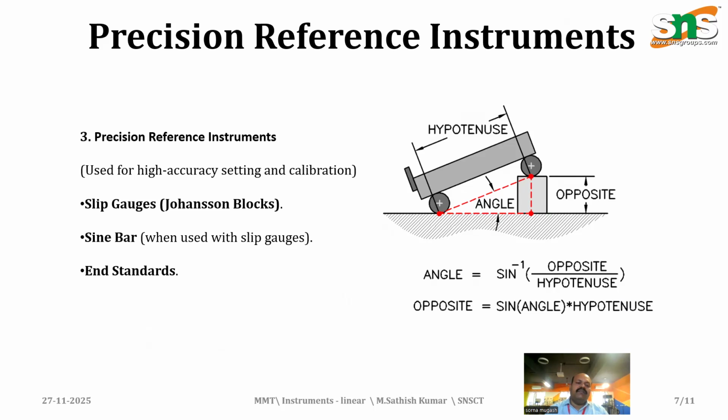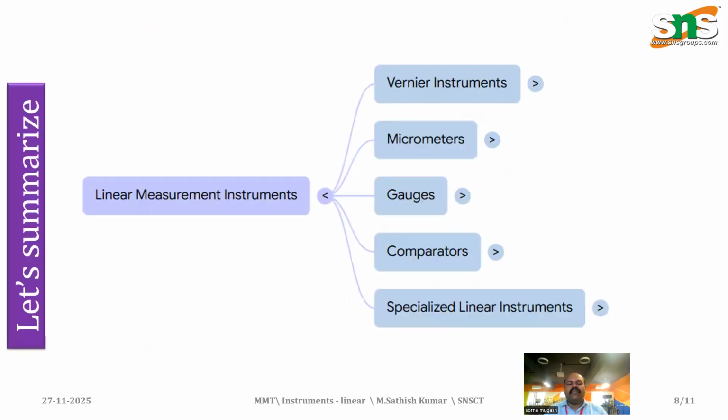The sine bar is one of the major components which uses slip gauges to measure angles. Here the angle is theta, and the sine of theta is opposite by hypotenuse. And we use end standards also for precision reference instruments.